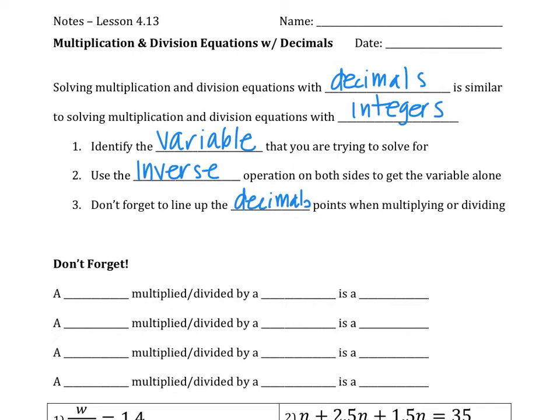We also don't want to forget that a positive multiplied or divided by another positive is going to be positive. A negative multiplied or divided by another negative is also going to be positive. So if the signs are the same, then it's going to be positive. A positive multiplied or divided by a negative is going to be a negative. So when the signs are different, it's negative, which means a negative multiplied or divided by a positive is also negative.